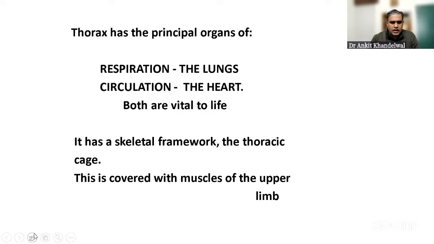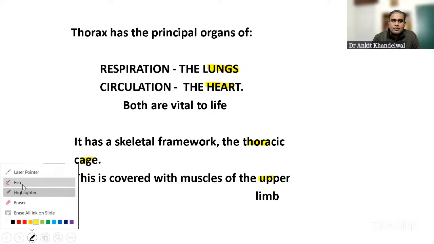Now, let me use a highlighter over here so that we can discuss everything. Thorax has basically two principal organs. One is for respiration, that is the lungs, and one is for circulation, that is the heart. Both are vital for living, in contrast to the upper and lower limb, which are essential but not vital. It has a skeletal framework, the thoracic cage that we'll see, and that is covered with the muscles of the upper limb. So some muscles of the upper limb also cover up the thoracic cage.